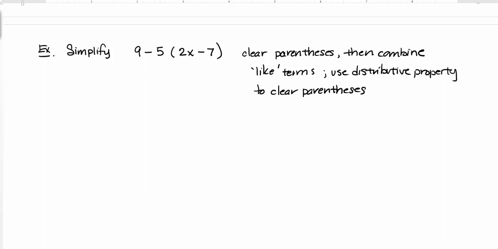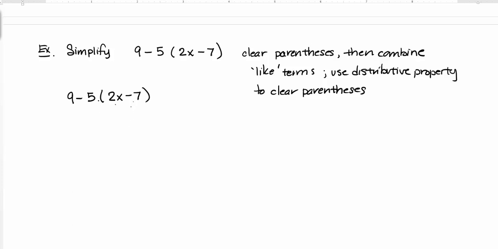Okay, so let's take our original expression, 9 minus 5 times the quantity, and I say times the quantity because this is inside the parentheses, times the quantity 2x minus 7. Now remember, PEMDAS, the order of operations, still applies in here. If I look inside my parentheses, I have a 2x and I have a minus 7. Can I simplify anything in there? They're not like terms, so the answer is no. This is as simplified as it gets inside the parentheses.